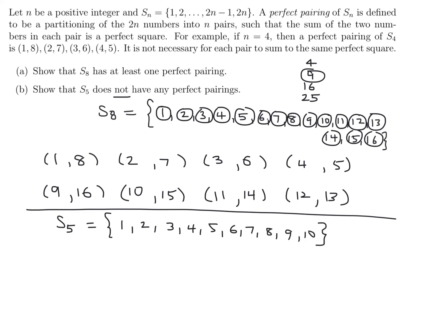Okay, same as before, what are my candidates for perfect squares? I can't use 1 because the smallest sum is 3. So 4 I could probably make, 9 I can make, and 16 I can make, but then that's it because the biggest sum is 19, so I can't make a 25. So I've got to make 5 pairs, and each has to be a perfect square. They're saying that we can't do this. Show that it can't be done.